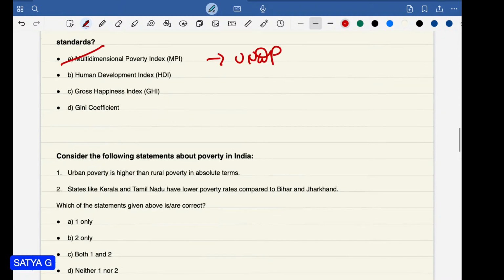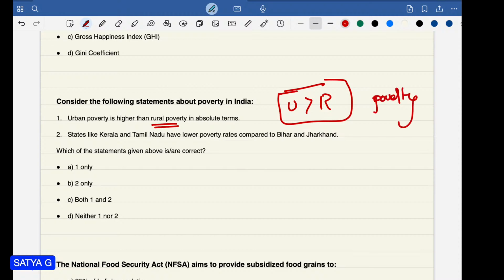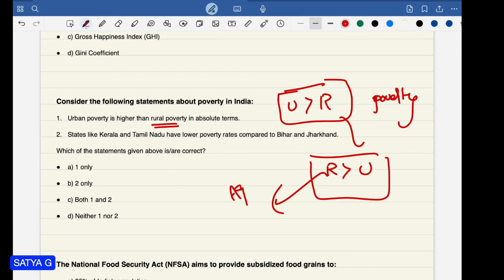Consider the following statements about poverty in India. Urban poverty is higher than rural poverty in India in absolute terms. So they are mentioning urban is greater than rural. Friends, if you observe with respect to poverty, rural is higher than urban. Why? Because the majority of the people in rural areas depend upon agriculture. We all know agriculture is a low-income business, so many people in rural areas suffer from poverty. So this statement is not correct.